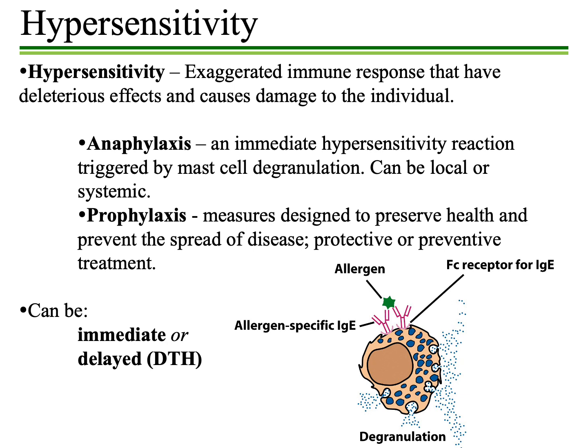So let's add some additional terms to this particular topic. The term prophylaxis has the root phylaxis in it, which means protection against infection. So prophylaxis are measures that are designed to preserve health and prevent the spread of disease. These are protective or preventative measures to prevent disease. The term anaphylaxis is a term utilized in response to hypersensitivity. We'll discuss specifically what's happening with hypersensitivity. It is, in fact, a mast cell degranulation.